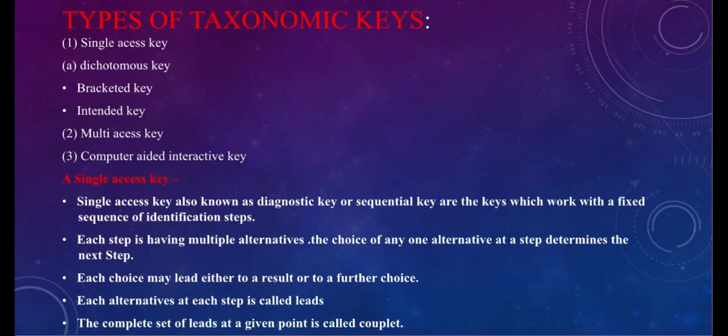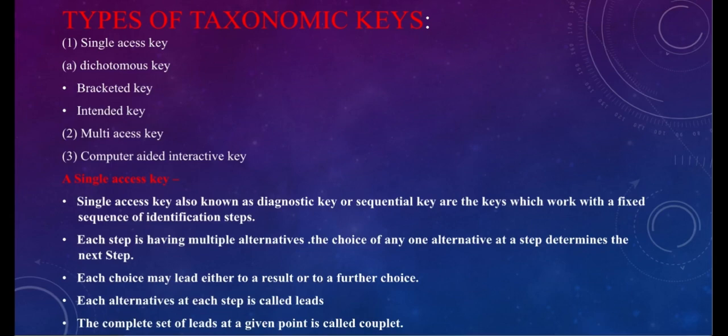The next one is types of taxonomic keys. There are three types of taxonomic key: single access key, multi-access key, and computer-aided interactive key. The single access key, also known as a diagnostic key or sequential key, works with a fixed sequence of identification steps.